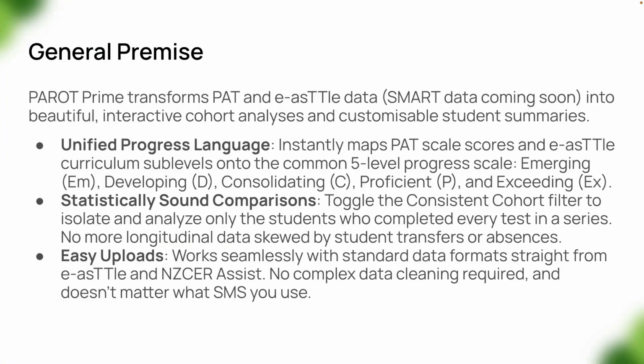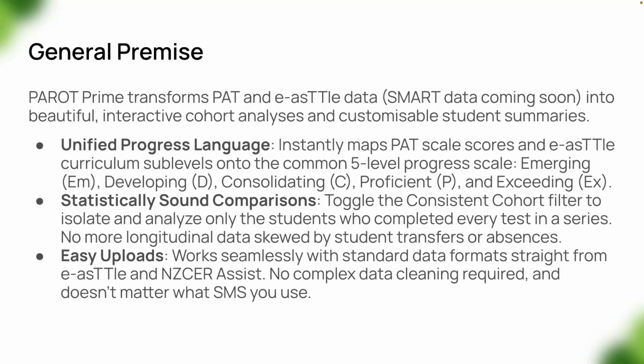So what we've done is we're going to a unified progress language. So we're taking all of that PAT data, all of that ASTL data, and by the end of this weekend, the smart data, because it's been released now. And we put that all against the same 5 progress descriptors, which is the emerging, developing, consolidating, proficient, and exceeding. We can make sure we're doing statistically sound comparisons.